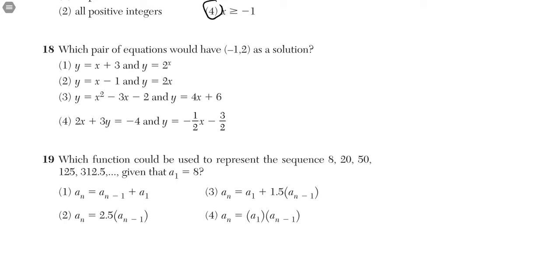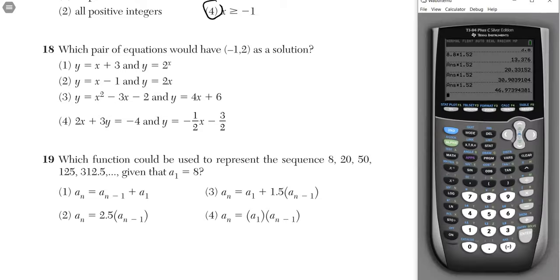Okay, which pair of solutions would have -1, 2 as a solution? So you can do this by finding the solution for each one. To find the solution for, let's say, choice 1, you would graph y equals x plus 3 and y equals 2 to the power of x. And you would find the point or points of intersection.